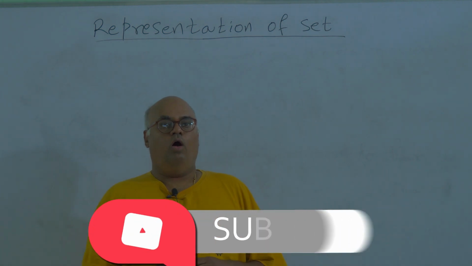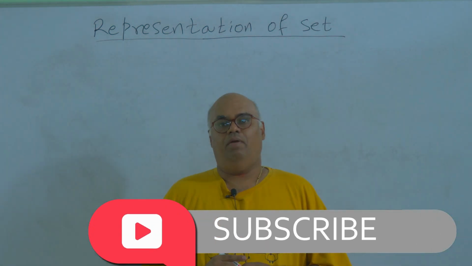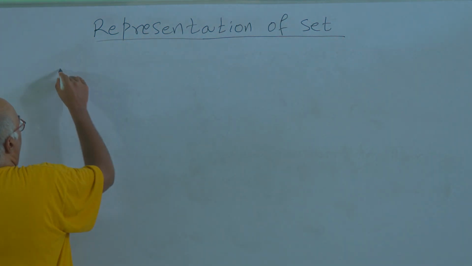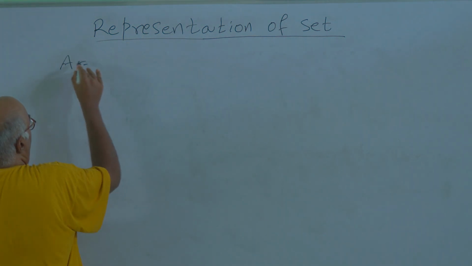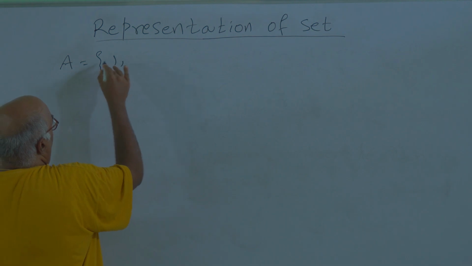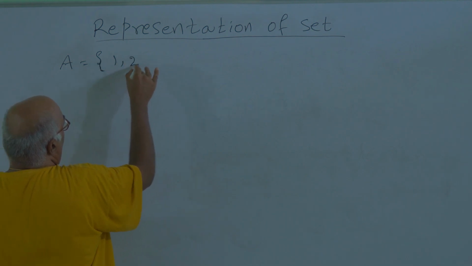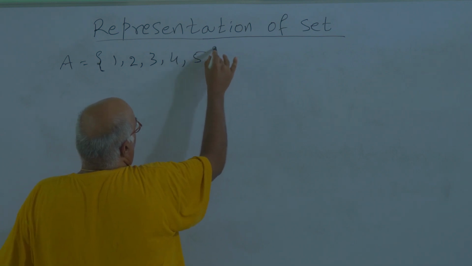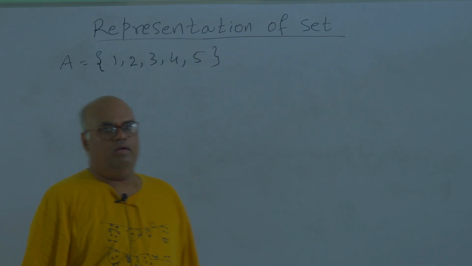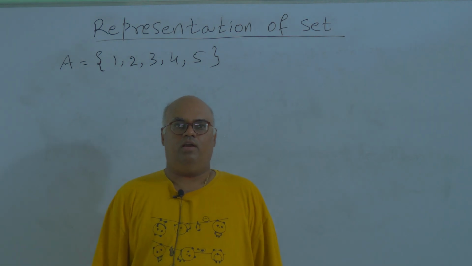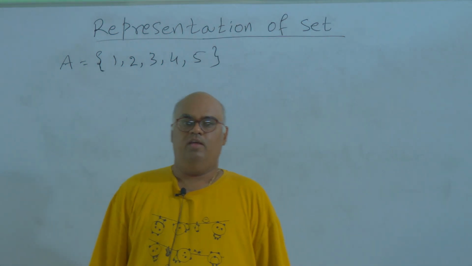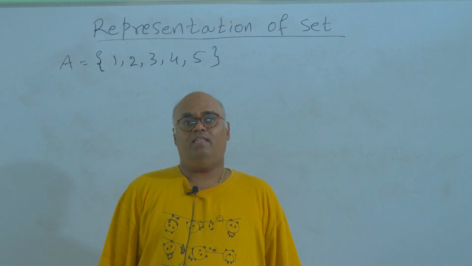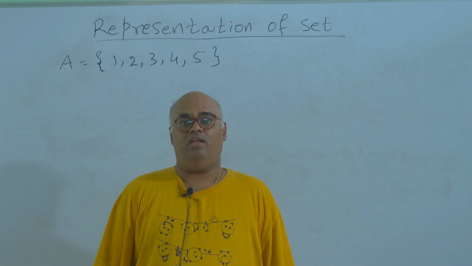Now I will show you how to represent a set in set builder form. For example, I take a set A. A is equal to 1, 2, 3, 4, comma, 5. So A is a set containing the elements 1, comma, 2, comma, 3, comma, 4 and 5. So what are these numbers 1, 2, 3, 4 and 5? These are the natural numbers less than or equal to 5.